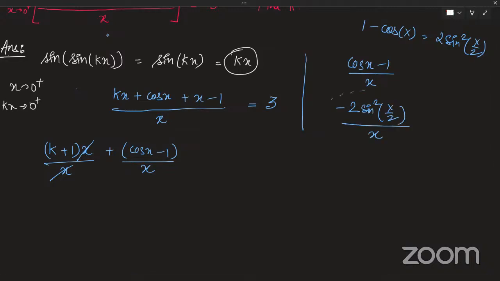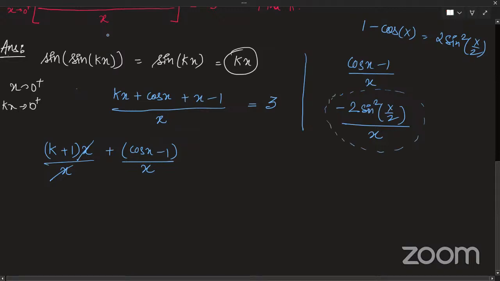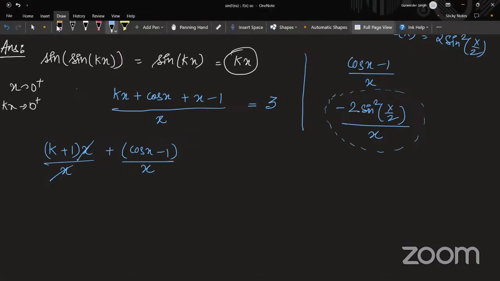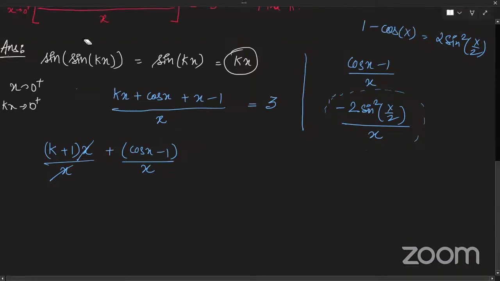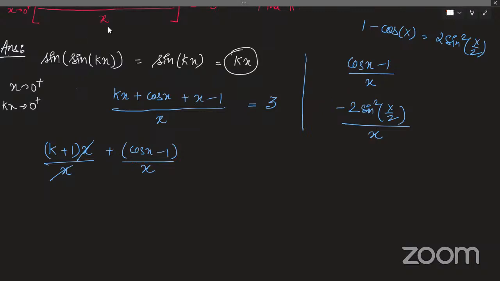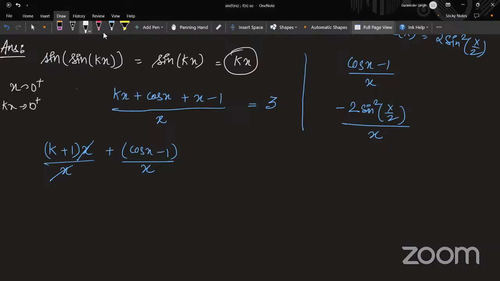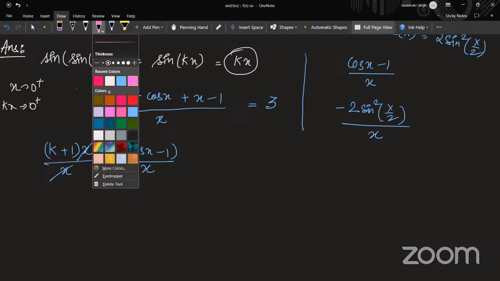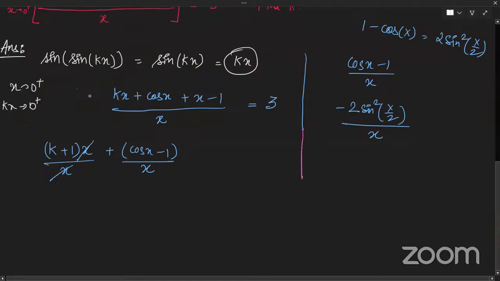Now, how would you solve this thing? We have 2 sine square x by 2. So again, just remember that trick we are discussing about. What is the trick? Removing sine. So remove sine. So minus 2 into, what will come out over here? x square by 4.